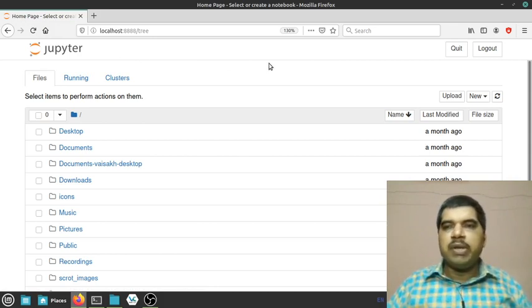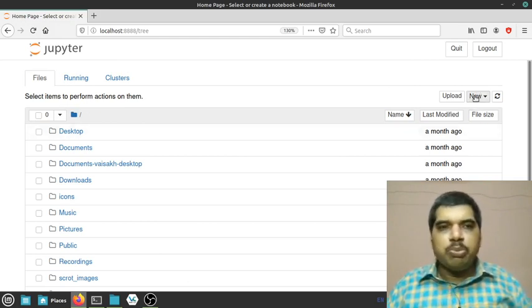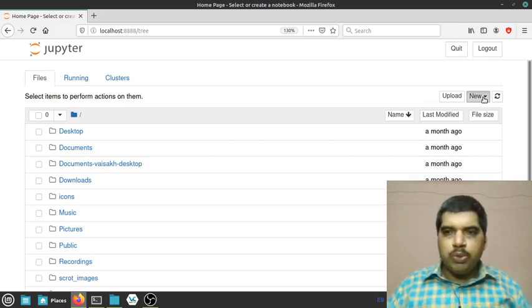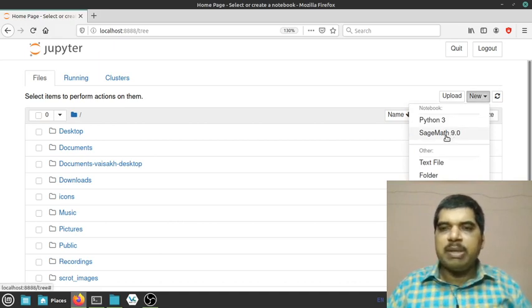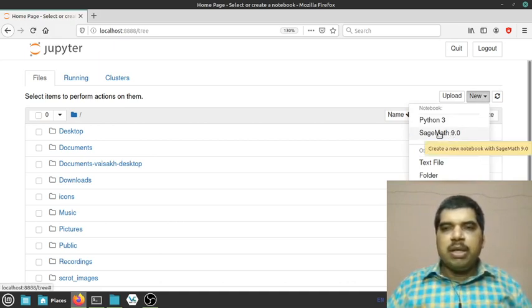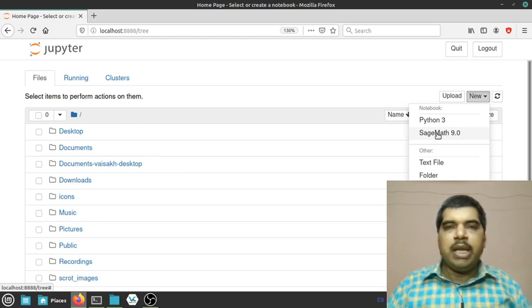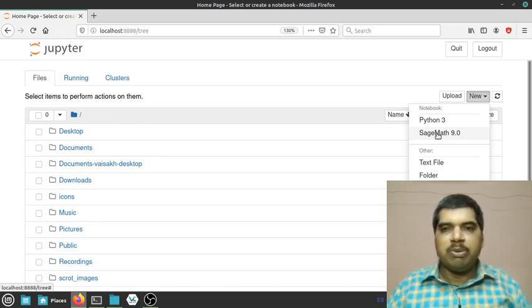Now, to work, we need to open a new Jupyter notebook. This is only a Jupyter window. We have to open a new Jupyter SageMath worksheet. For that, click on the New button here, and you can see the SageMath 9.0 option here. There are several other options, of course, but we are going to use SageMath 9.0. Depending upon the version of SageMath installed in your local PC, this number may change. It may not be SageMath 9.0, it may be 8.5, 8.0, etc. Don't worry about these things.